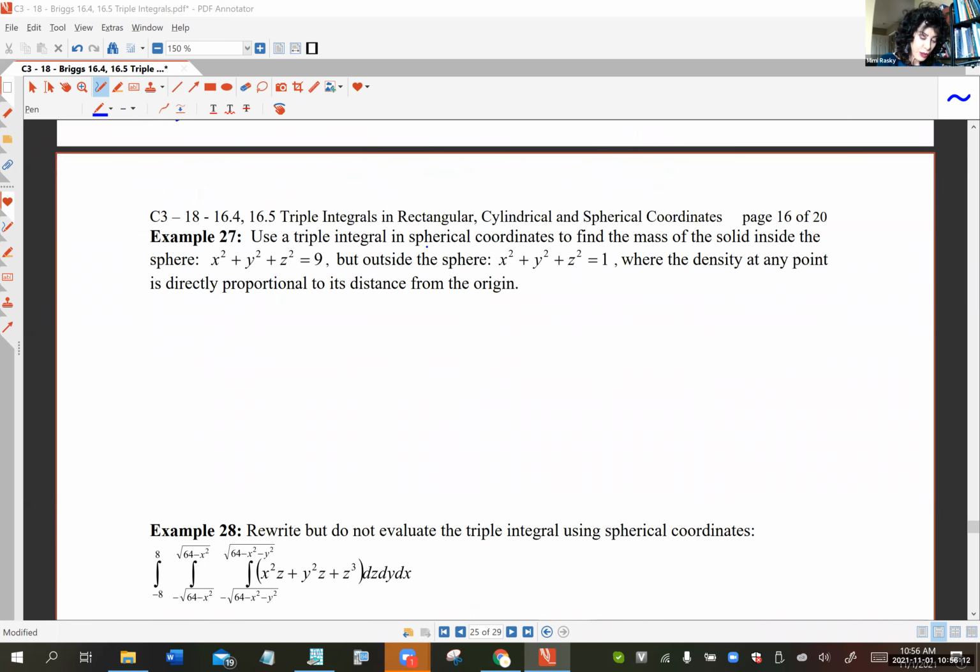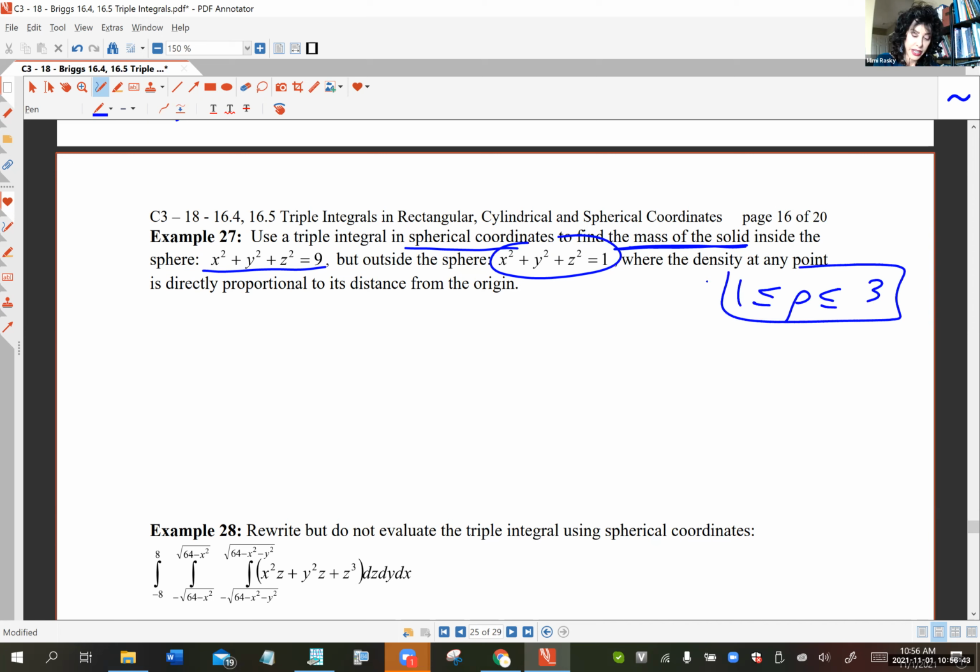So we're going to use a triple integral in spherical coordinates to find the mass of a solid that's inside a sphere given by x squared plus y squared plus z squared equals 9. That's just centered at the origin of radius 3. But outside the sphere x squared plus y squared plus z squared equals 1, and that's a sphere centered at the origin of radius 1. So it's going to turn out that your rho lies between 1 and 3. This is important.